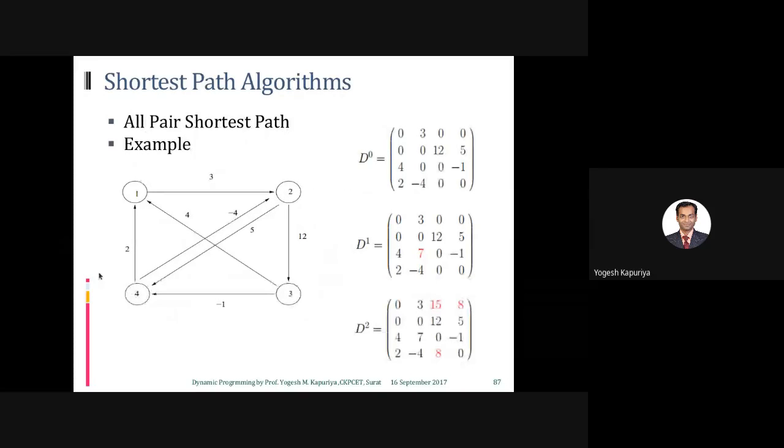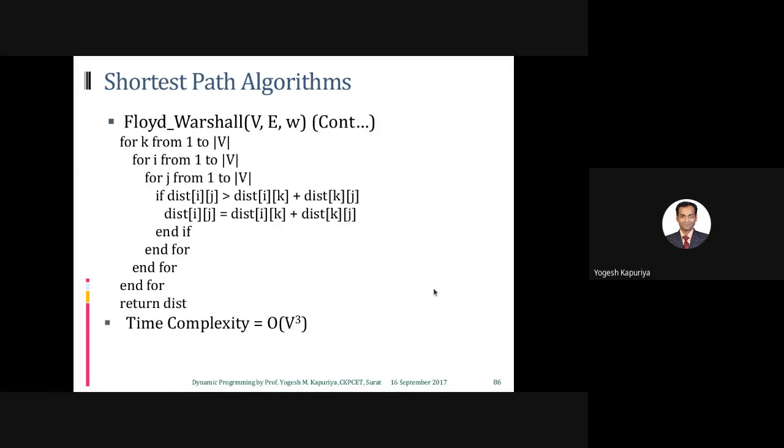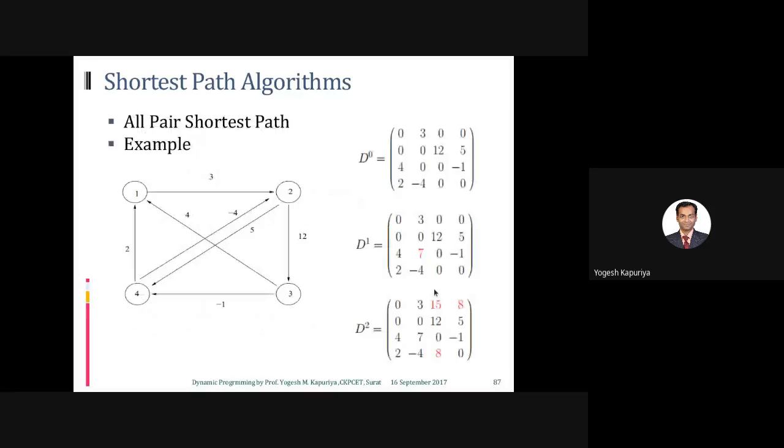So if you see this graph, this is after step 0. Step 0 means these two loops. First for loop initialization, and this is applying the weight of the edges on a distance matrix. So after these two for loops, this will be the status of this graph.